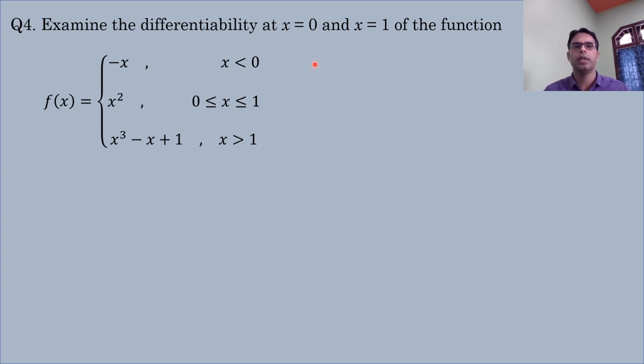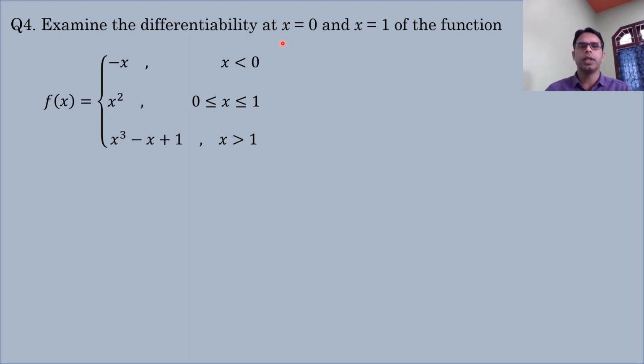You see these 2 points, 0 and 1. These 2 points are the points of separation, or points of change of format, of the function. For x less than 0, f(x) is this one, for x greater than 0, f(x) is x square, and in a similar manner for x less than 1, f(x) is x square, and for x greater than 1, f(x) is equal to this one. So these are the two possible points of discontinuity and non-differentiability.